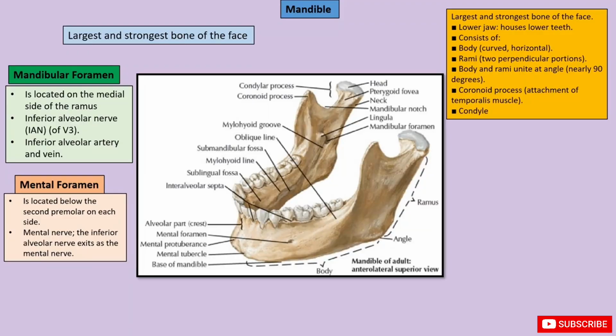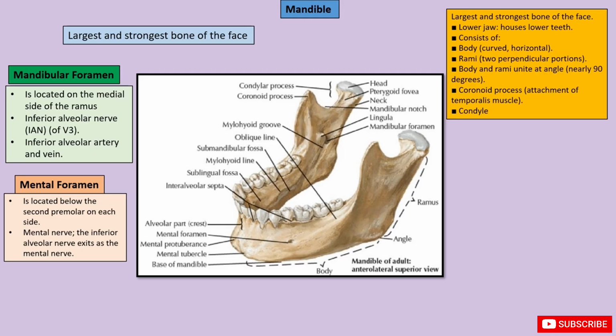Now we can see about the mandible. So this is important. As we know, the mandible is the largest and strongest bone of the face, and which houses the lower teeth. And the parts of the mandible, we have the body, rami, coronoid process, condylar process, angle of the mandible. And on the medial side of the ramus of mandible, just below the lingula, we have the mandibular foramen, where the inferior alveolar nerve, artery, and the vein are going to pass through.